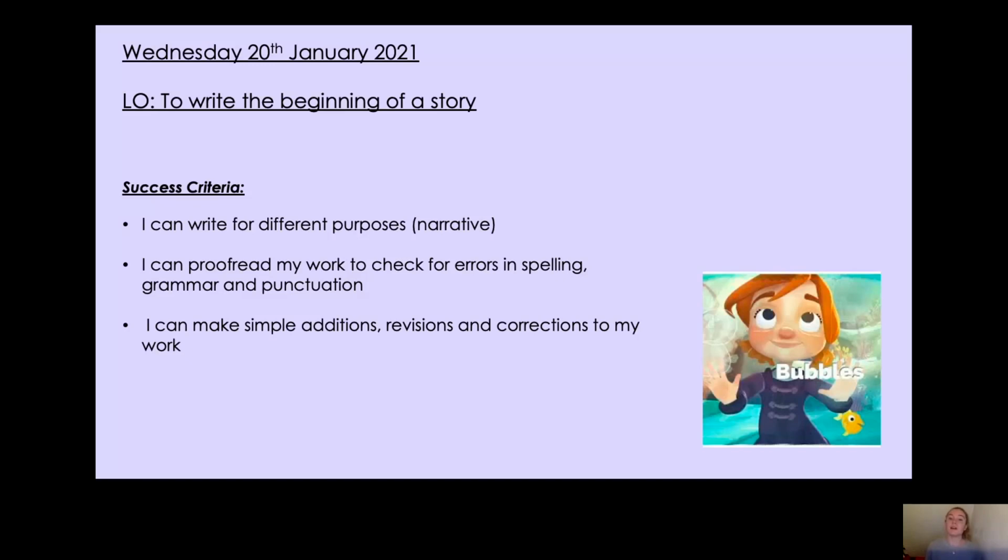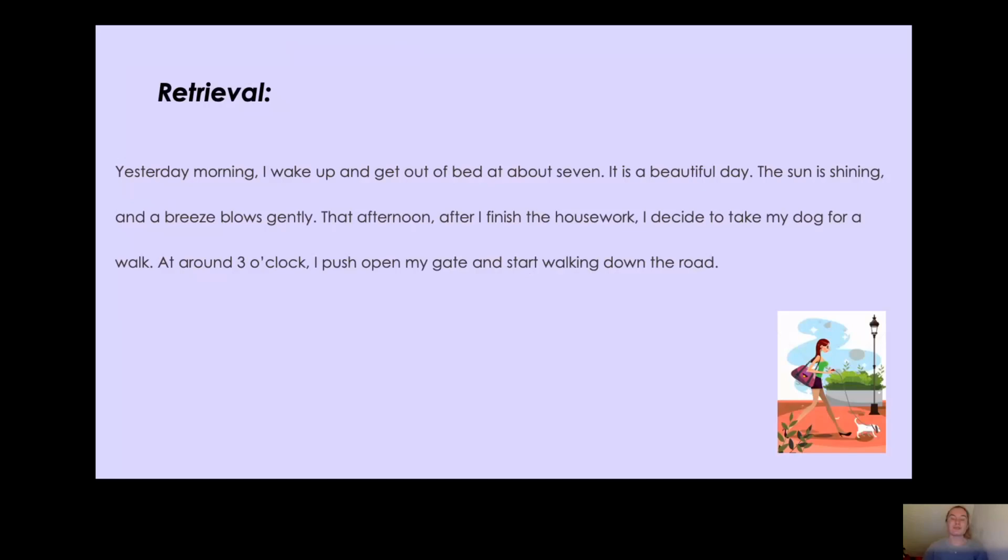Now, I realise that it's quite a long time ago since we last looked at the past tense. So I thought it'd be a good idea to do a little retrieval activity so that you could practice the past tense a bit, and therefore that will help you when you come to writing your story in a few minutes. Okay, so here you go, here's your retrieval activity.